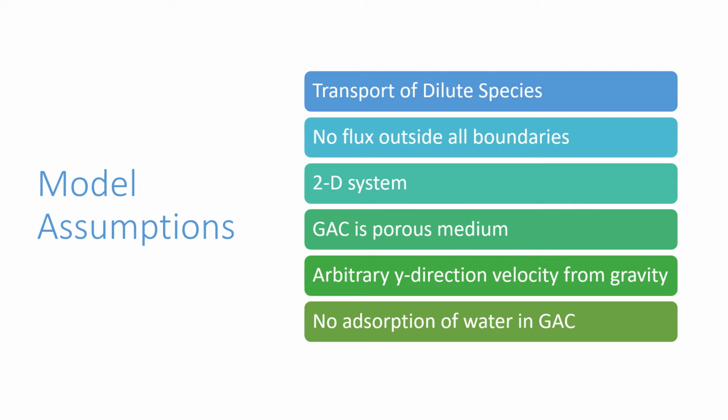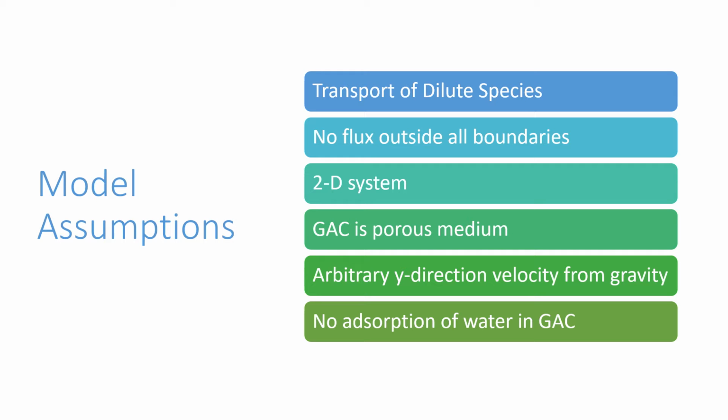There were a few assumptions I had to make for the model. The first was I used a transport of dilute species in a time-dependent study. The transport of the dilute species was the water as it sinks through the filter, which is granular activated carbon. The second was I said no flux on all the outside boundaries so that all the water stayed within the input, the filter, and the tank storage below.